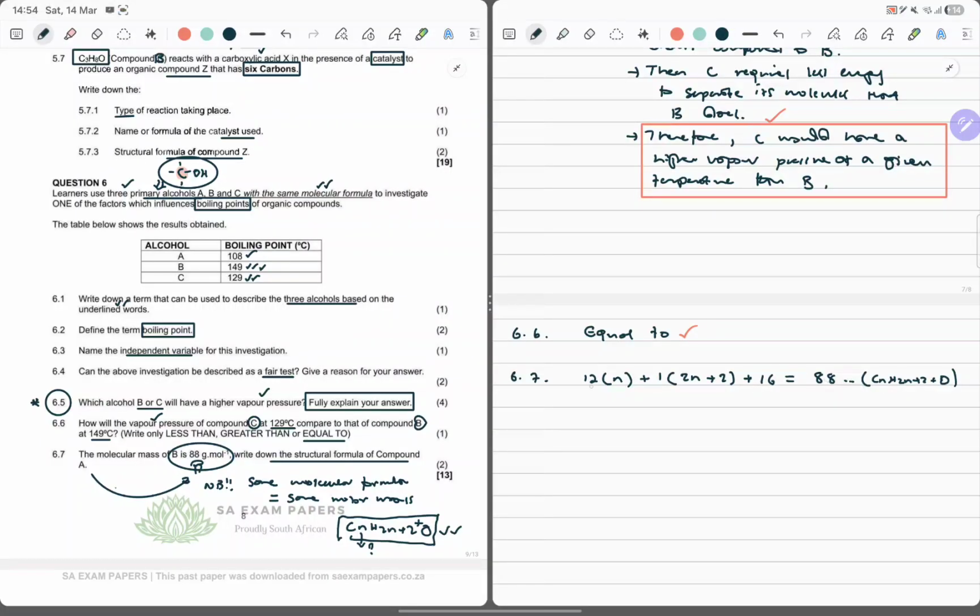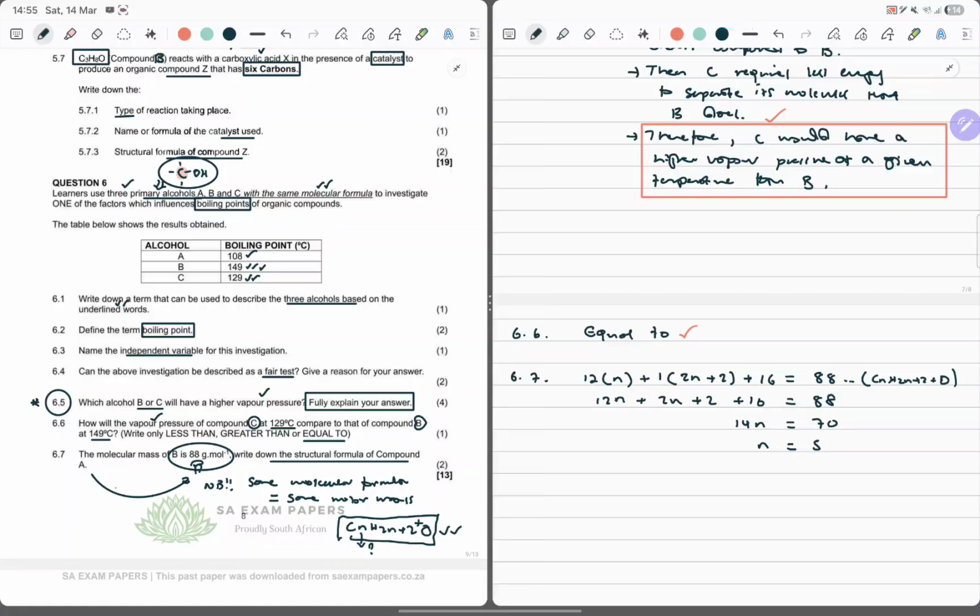And we can now use the periodic table to find out, if this is the molar mass, then we need to know what n is here. So we've got 12n plus 2n plus 2 plus 16 equals 88. So we've got 14n equals 88 minus 18, which is 70, right? Therefore n is going to be 70 divided by 14, that should be 5.